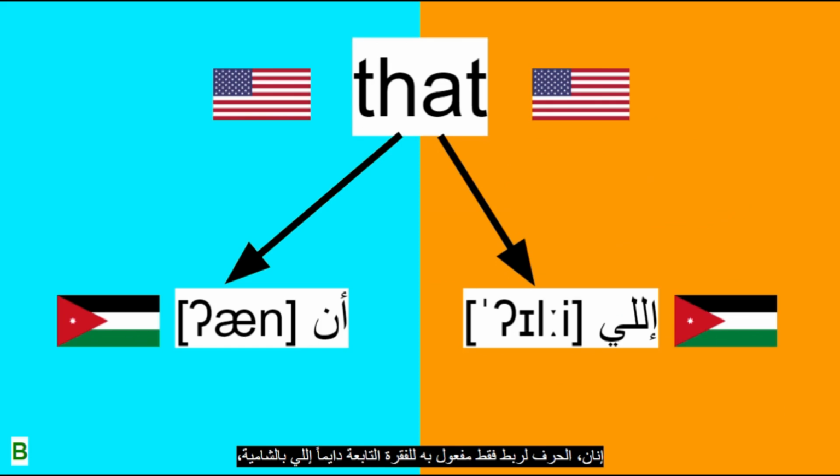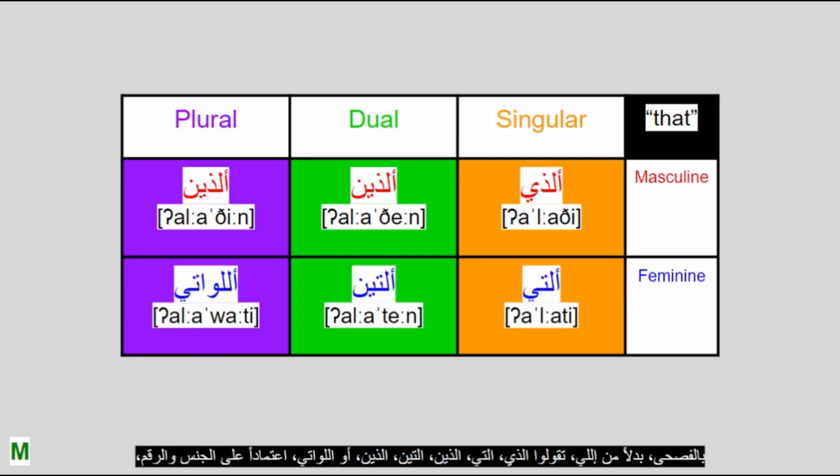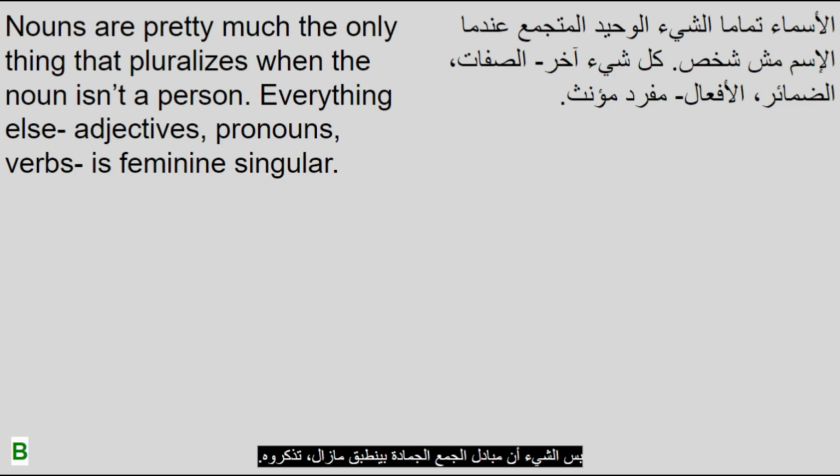Meanwhile, the conjunction to connect just an object to a subordinate clause is always illi in Levantine, as in شفت الفيلم اللي سمعتي عنه, meaning I saw the movie that you heard about. By the way, Arabic has pronominal resumption as seen there. In MSA, instead of illi, you'd say alladhi, allati, alladhin, allatain, alladhin, or allawati, depending on gender and number. But the thing about plural inanimate modifiers being feminine singular still applies, remember that.